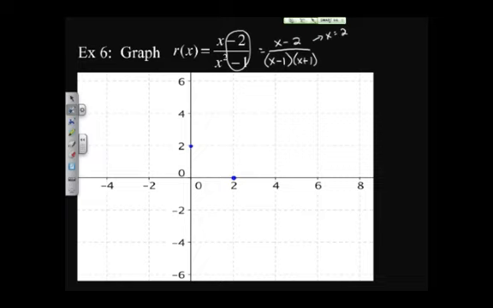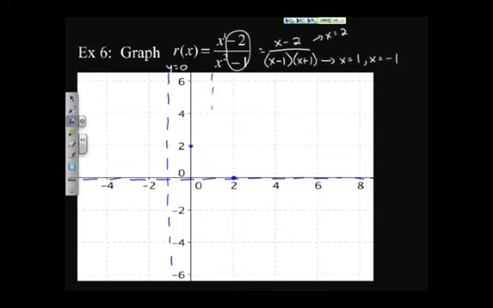We want to find the asymptotes. Vertical asymptotes happen when x equals 1, when x equals negative 1. The horizontal asymptote happens, notice the degree on top is 1, and it's less than the degree on the bottom. And when that happens, our asymptote is automatically y equals 0. So here is the horizontal asymptote at y equals 0. The two vertical asymptotes happen when x is 1 and when x is negative 1.